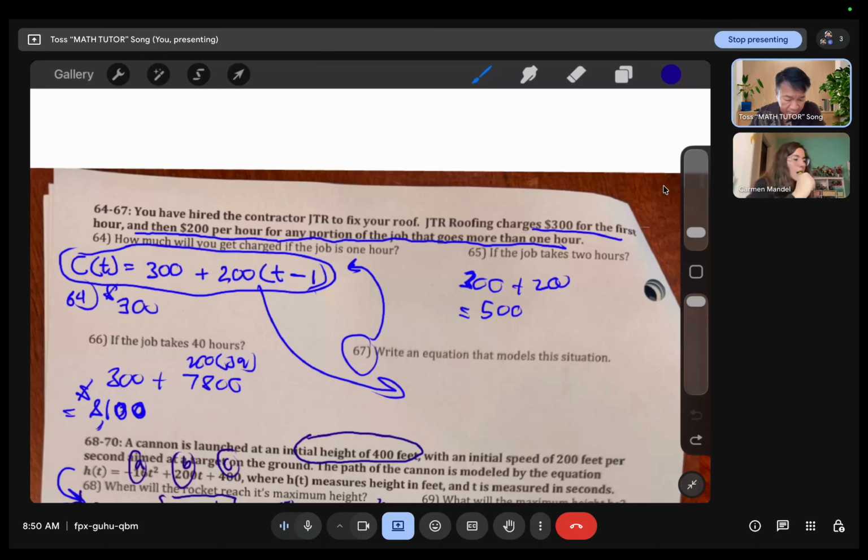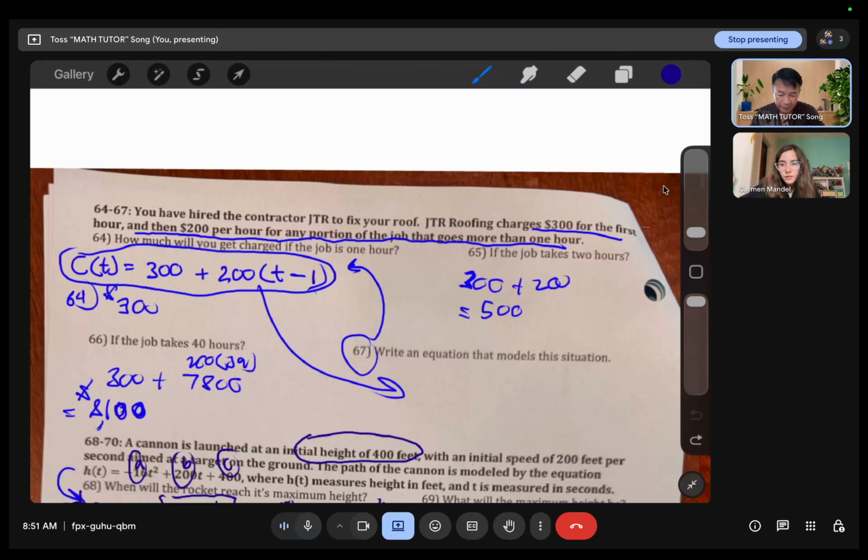This company charges 300 for the first hour. When they say something like that, it's a fixed price. Another way they can ask you is like a mobile phone, cellular phone plan. You always pay your beginning fee, I don't know, $20. You don't multiply it by x, you don't multiply it by anything. It's a fixed price, so you have to pay.